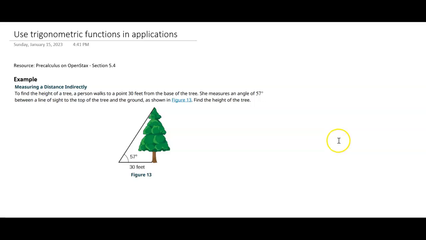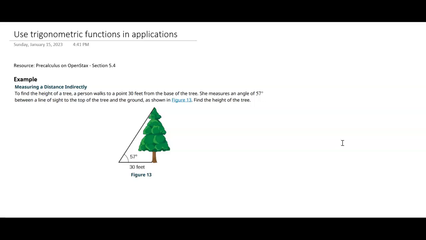All right, this video is going to be about how we can use trig functions to solve some application questions. This does not have one of the special angles, so you will need a calculator here in just a second. But let's go ahead and set this up.